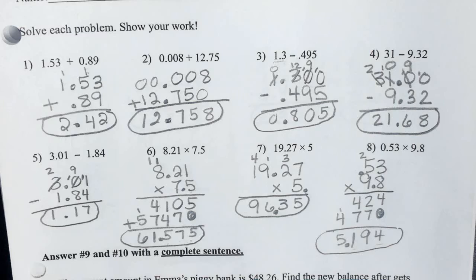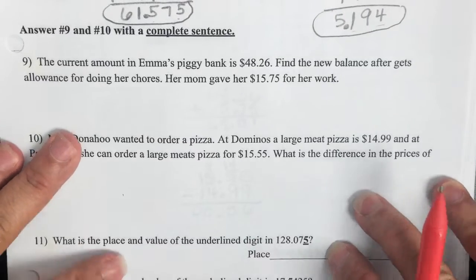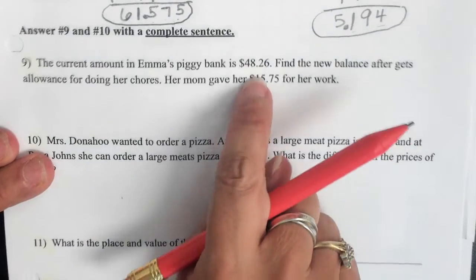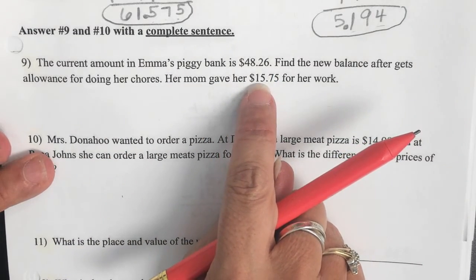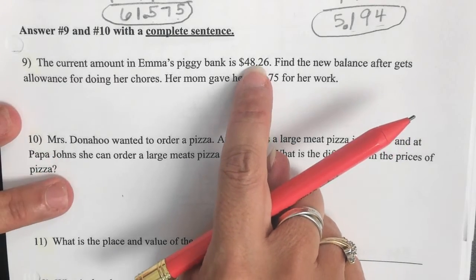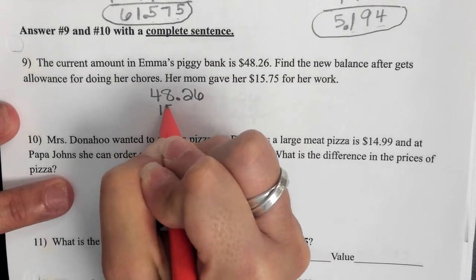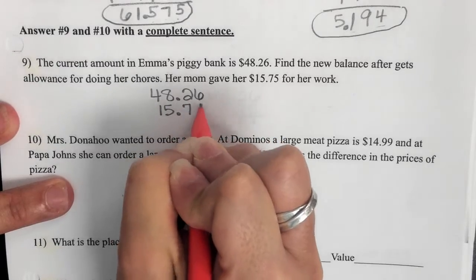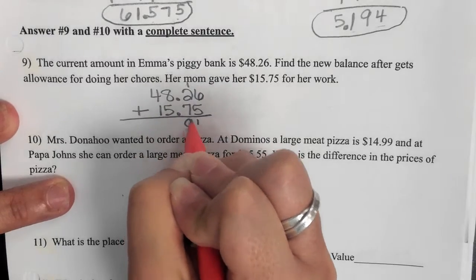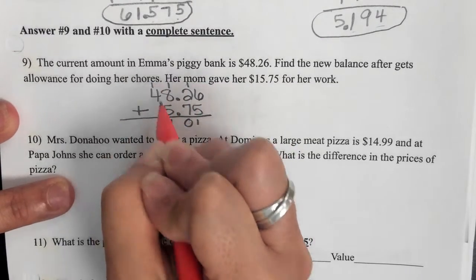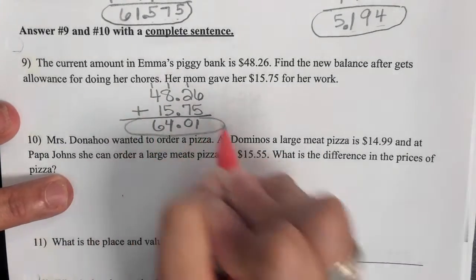Now I'm going to go down and do the word problems. Real quick, the number 9 is the piggy bank question. And if she's got $48.26 and her parents give her an allowance and the allowance is $15.75, that would be like putting it in the piggy bank, putting them together. Sometimes it just helps to visualize what is going on. Adding it up. And I got $64.01, making sure you write a complete sentence.